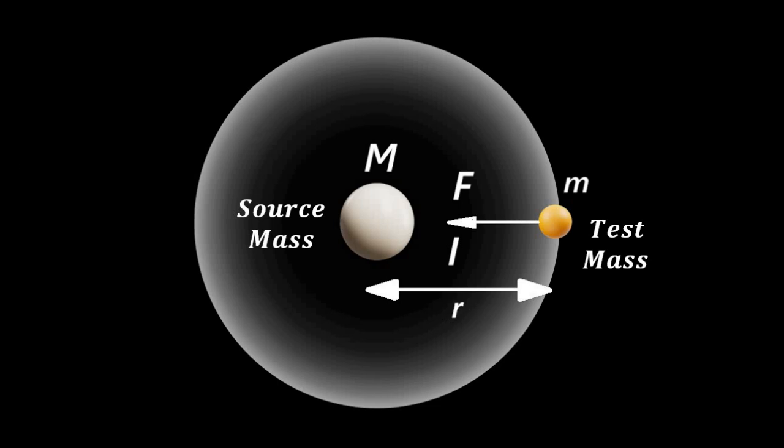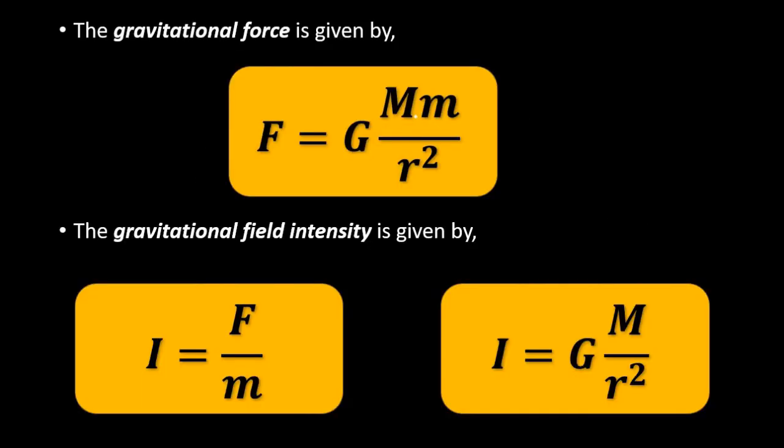The gravitational force acting on this yellow mass towards this white mass is equal to G capital M small m by r square. Gravitational field intensity is the gravitational force, this gravitational force capital F, acting per unit test mass, that is capital F by small m, which is equal to G capital M by r square. This is the gravitational field intensity.